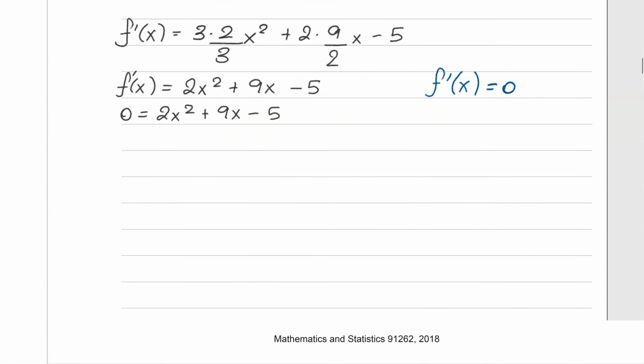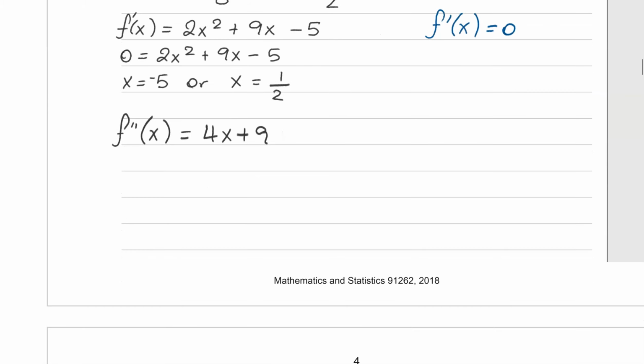So I can write this over here now. X is equal to negative 5, sorry, or x is equal to 1/2. Alright, and now I need to determine which one is the maximum, which one is the minimum. So I use the second derivative test. So f double dash of x, I'll differentiate that again, so we get 4x plus 9.